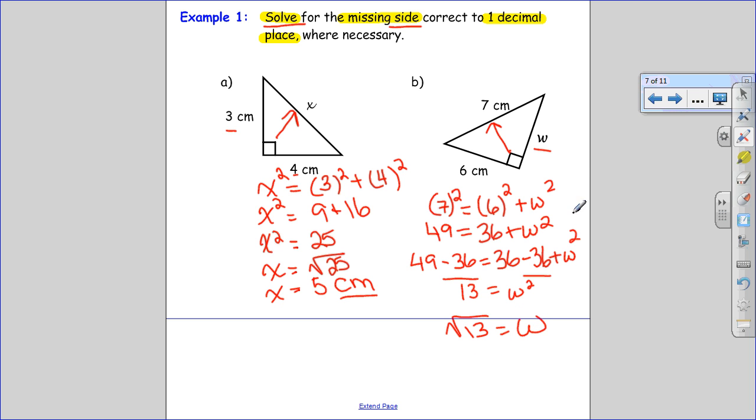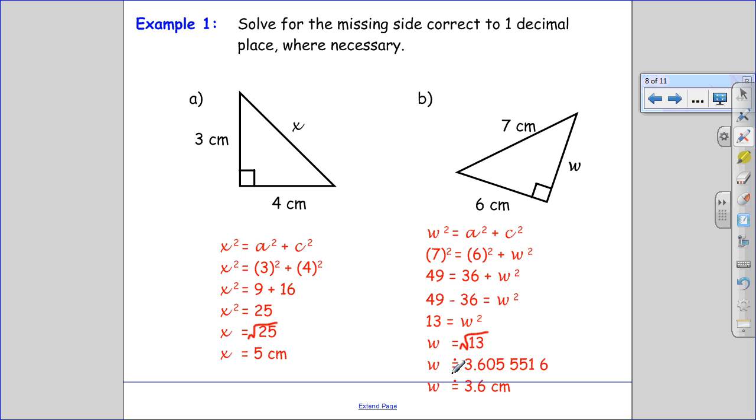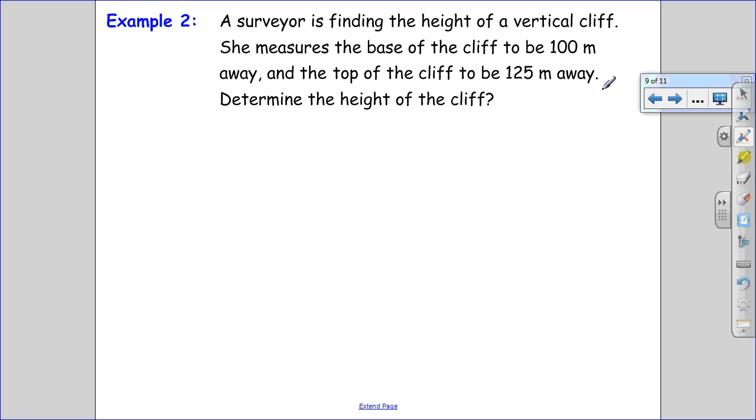And it said to correct to one decimal place. So when I square root 13 on my calculator, I get approximately 3.605516, and it said to one decimal place. So I need to look at my number and round. I'm going to underline the 6. Look at the number to the right. It's a 0. Since that number is less than 5, I leave the 6 alone, and I write approximately 3.6. Notice that once I started putting rounded numbers, I put a dot above my equal sign.